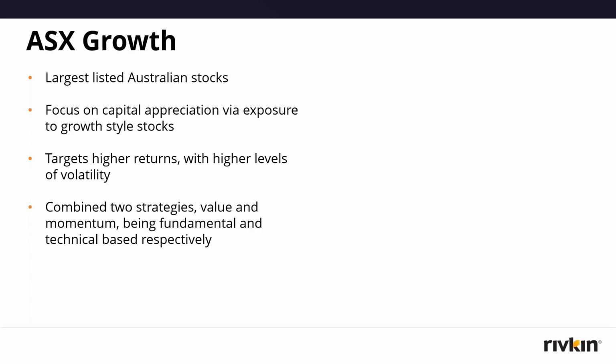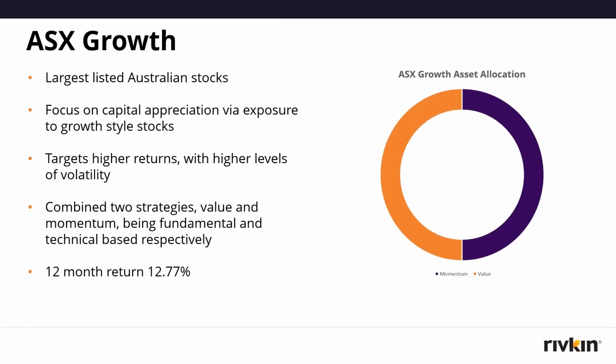So, if the value stocks are doing well, the momentum stocks might be lagging a bit, and we end up with a more blended return and vice versa. And over the last 12 months, that returned 12.77% net of fees. And with that portfolio, it's generally an even split.